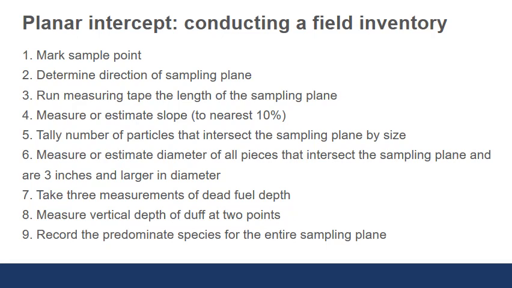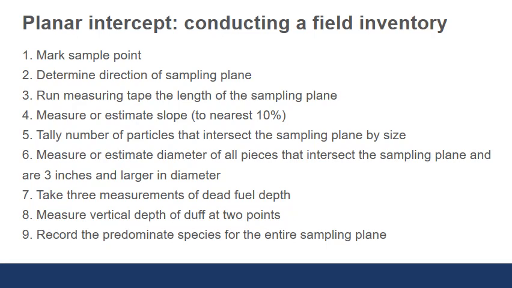The third step is to run a measuring tape the length of the sampling plane. You should determine this length prior to going out in the field. The fourth step is to measure or estimate the slope to the nearest 10%. Step 5 is to tally the number of particles that intersect the sampling plane by size. Recall that the size ranges are 0 to 0.25 inch, 0.25 to 1 inch, and 1 to 3 inches. Step 6 is to measure or estimate the diameter of all pieces that are 3 or more inches in diameter, which intersect the sampling plane.